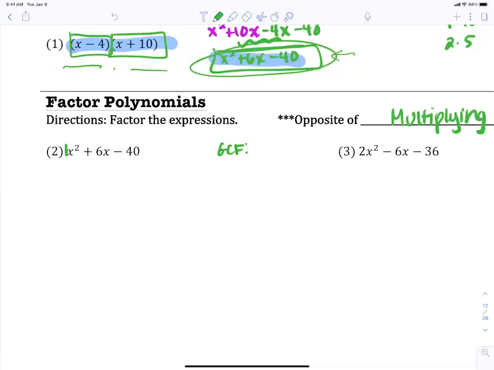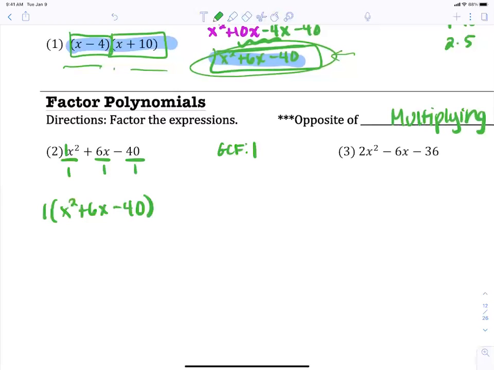And we do that by looking at every term in the problem and we say, what's the largest number or variables that go into all of them? This one's a little odd in that for 1, 6, and 40, the only number that really goes into all of them is 1. So no matter what factoring problem we throw at you, the first step is always going to be to take out the GCF. Now, if your GCF is 1, you're going to notice that not much changes.